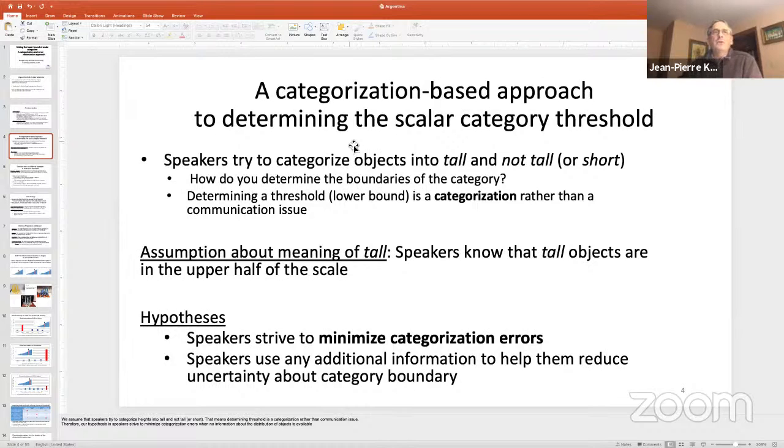And the two hypotheses we're going to make is that what speakers are going to be striving to do is to minimize categorization errors. They don't exactly know where the boundary is, but they are going to choose a boundary that will minimize on average errors. And the second hypothesis we'll be making is that speakers use any additional information than this strive for error minimization to help them reduce uncertainty about the category boundaries.